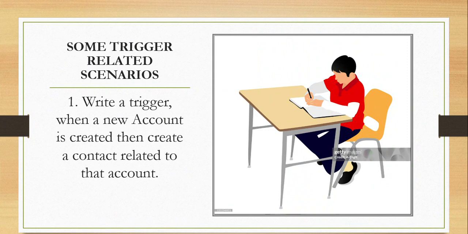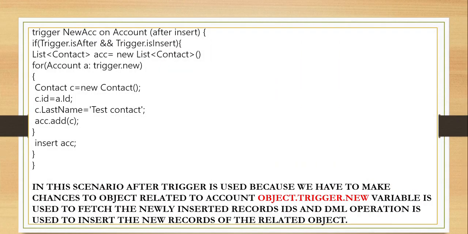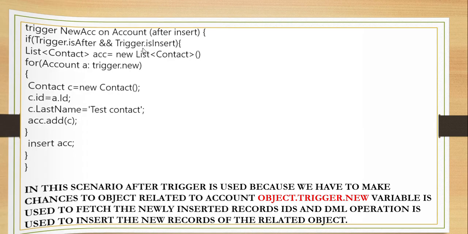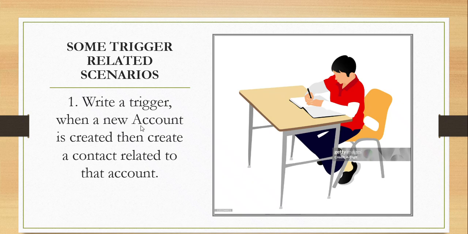Some trigger related scenarios. Write a trigger so that when a new account is created, a contact related to the account is created. Which event is used in this? The answer is the after insert event. So we trigger on Account, and the after insert event is used because it is related to the contact object.